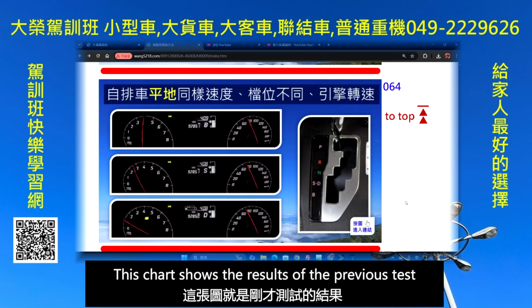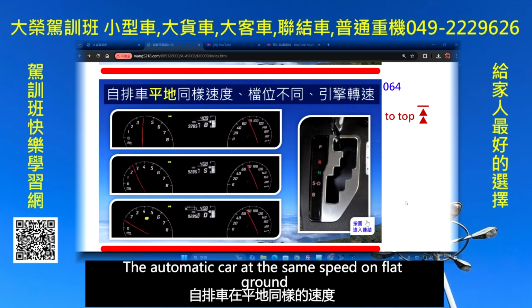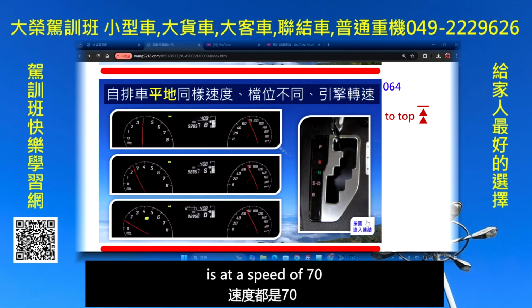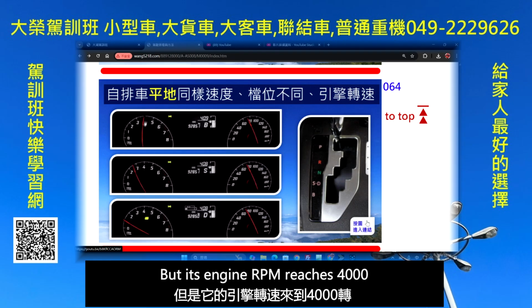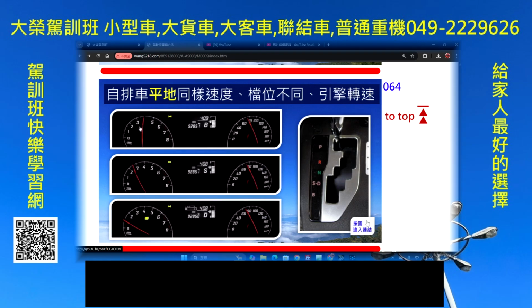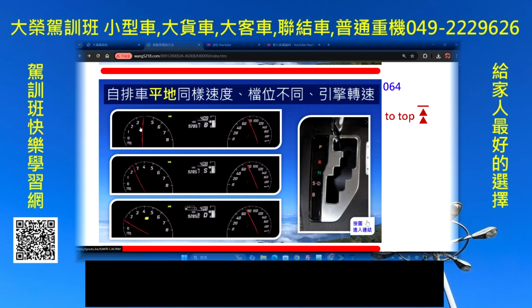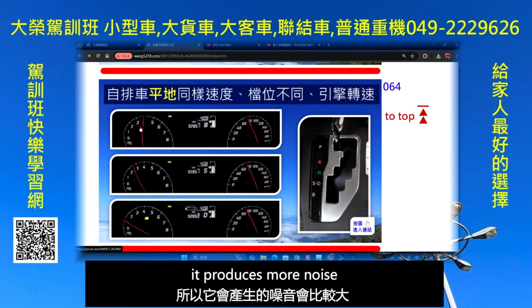This chart shows the results of the previous test: the automatic car at the same speed on flat ground with different gear levels. Engine RPM is different. Let's first look at B mode. At a speed of 70, its engine RPM reaches 4,000. When it's revving, the engine sounds a bit louder, because of the high speed and fast RPM, it produces more noise.